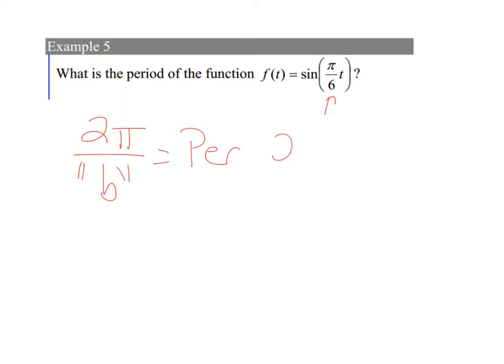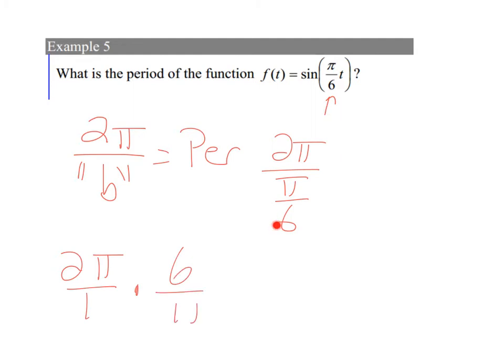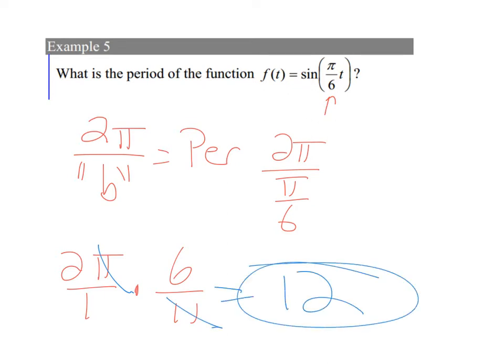So we're going to take 2 pi and divide that by pi over 6. Well, thinking about some fractions, 2 pi over 1 times 6 over pi. Remember, we're going to flip and multiply. Take the reciprocal of the divisor and multiply. Then what cancels out here? Let's see. The pi's cancel out and nothing else. That tells me the period is 12. So it takes 12 units to make one full cycle.